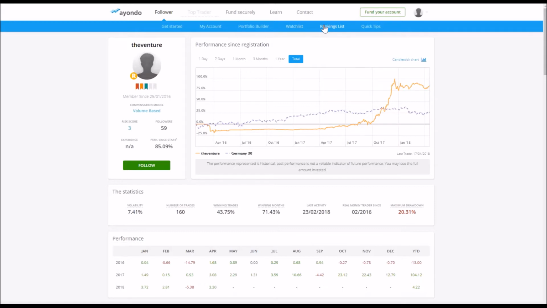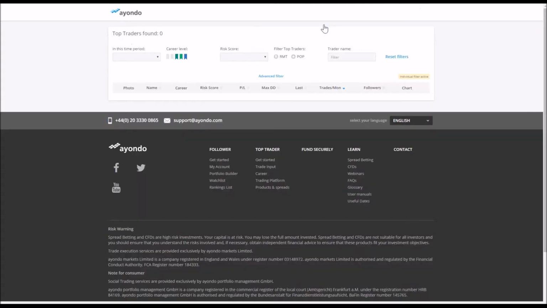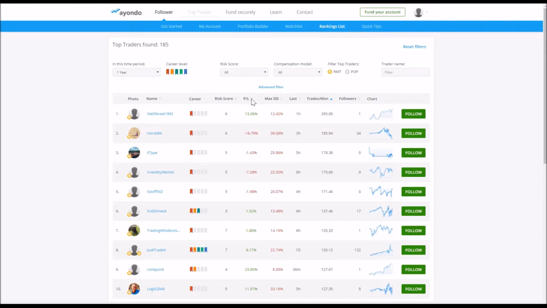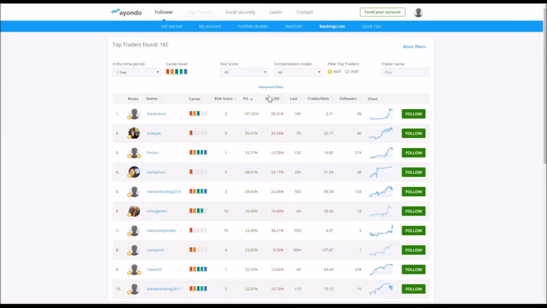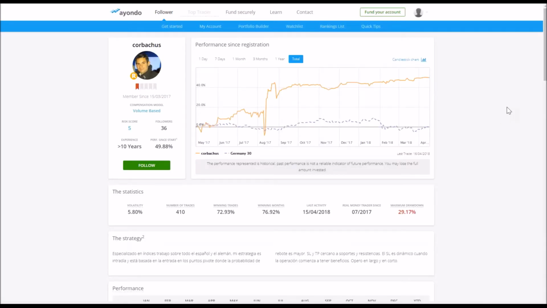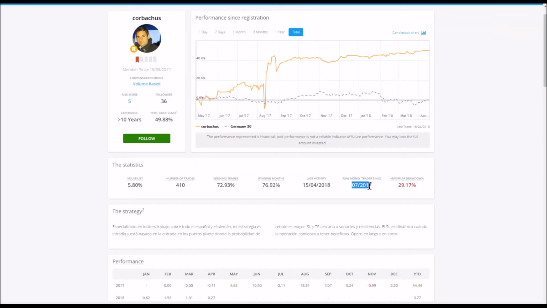Let's go back to the rankings list and just look at some more. So let's try and find somebody who looks a little bit different. Corbatchus. Let's have a look at Corbatchus. What does their trading history look like? So we have, again, this is a weird move here, isn't it? Completely crazy. That's contributed most of the P&L. So real money trader since July 17. So even though we've got data going back to March 2017, only been trading real money since July. I mean, it's not bad.